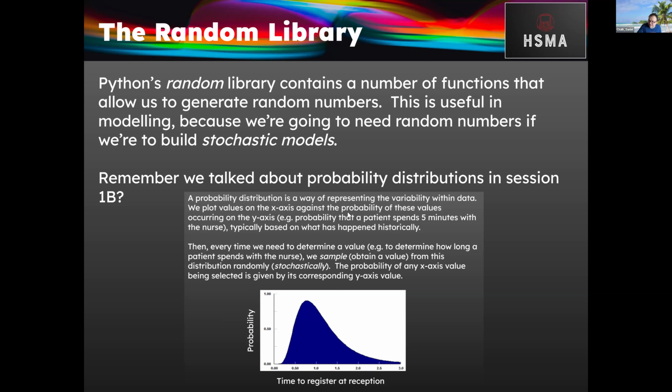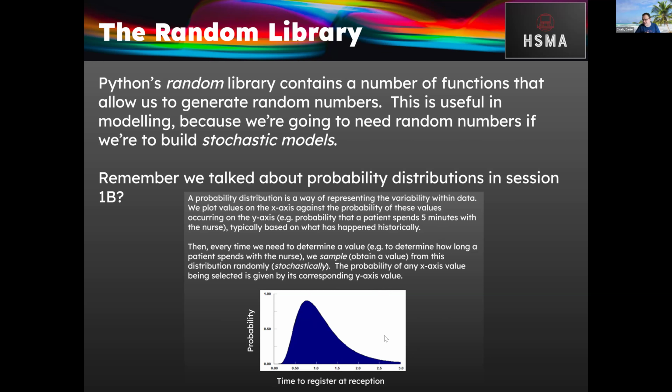And you'll remember we talked about, in order to do that, we use these things called probability distributions, which is basically our way of representing variability within our data. The way we do that is we say, on the y-axis we have the probability of any value on the x-axis occurring, and we use that to represent various activity times and inter-arrival times in our model. So we can say there's a 50% chance for any patient that comes in, they spend 3 minutes with the doctor.